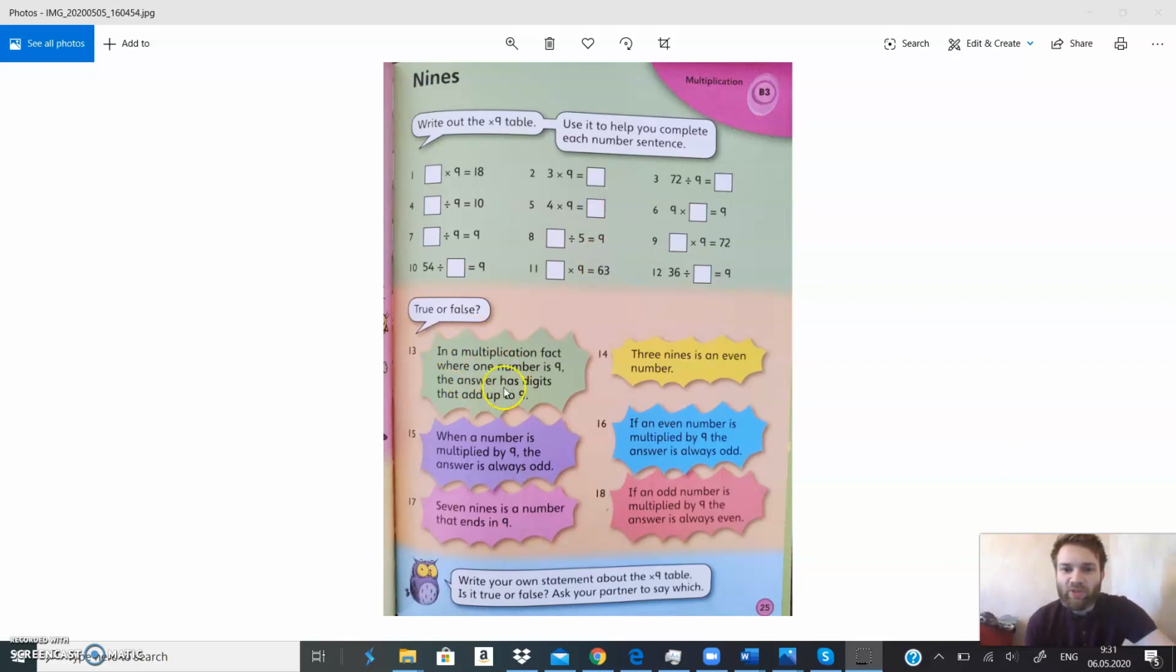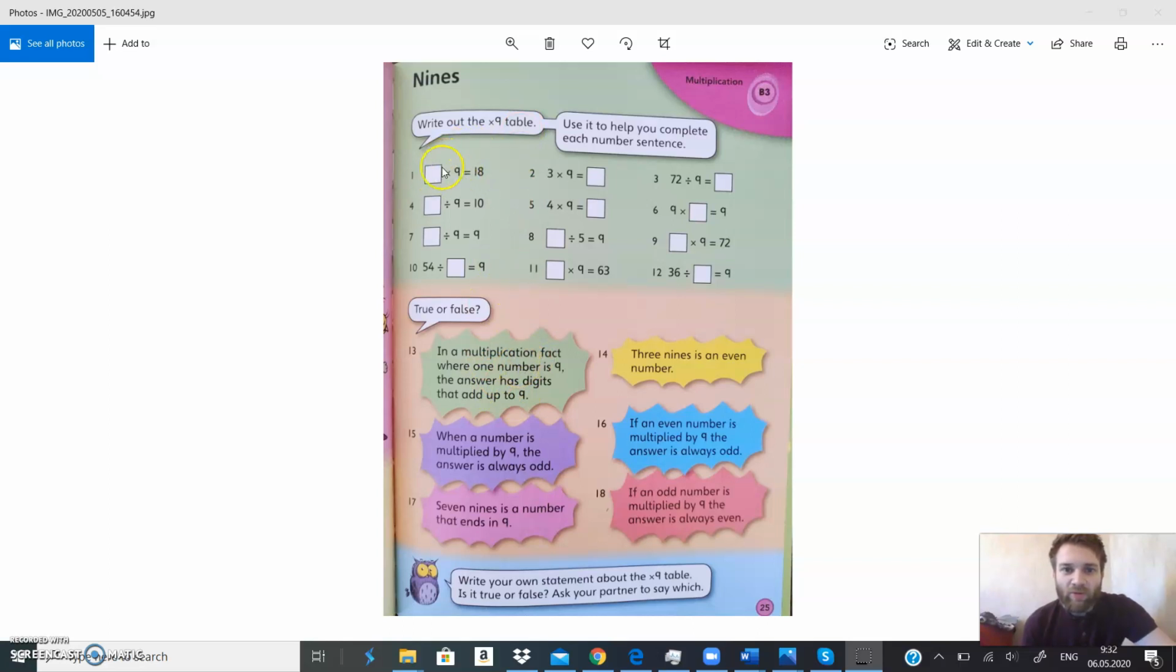You've got to read the sentences and decide if they are true or not. So, for example, number 13 we can do together. In a multiplication fact where one number is 9, the answer has digits that add up to 9.